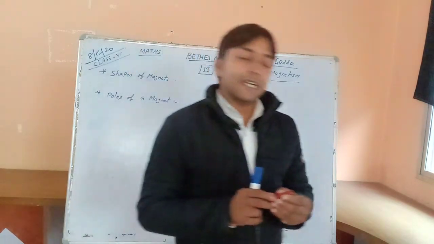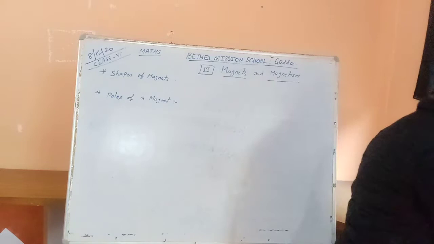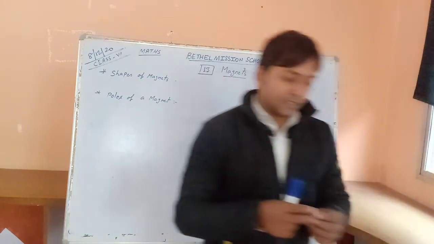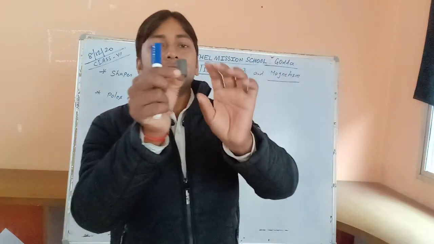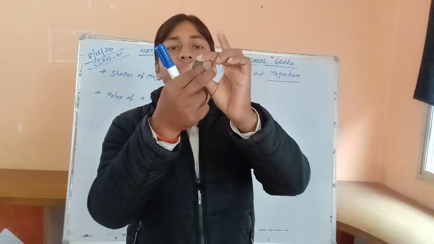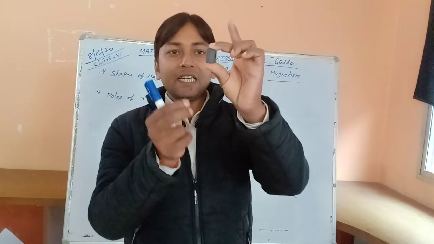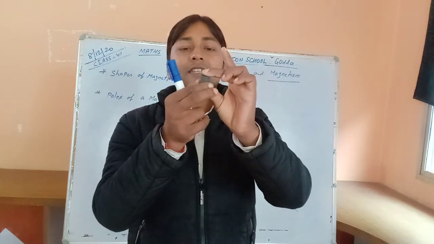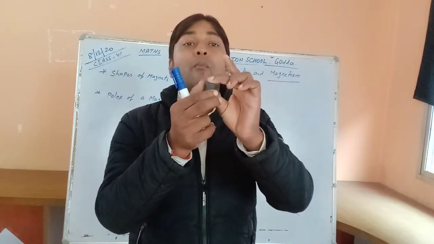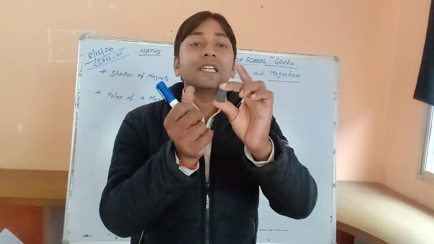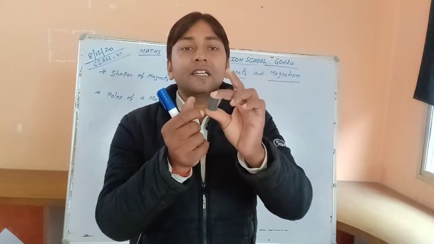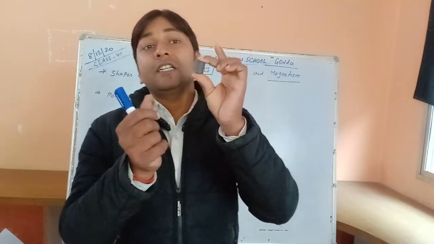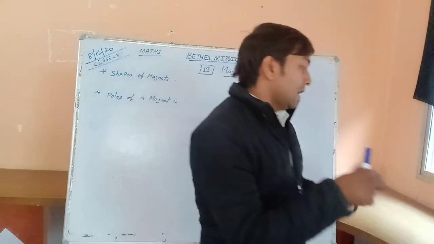Now the second type of magnet. Now you can see this is a cylinder type. So this is a magnet and it is known as a cylindrical magnet. What is it? It is a cylindrical magnet.